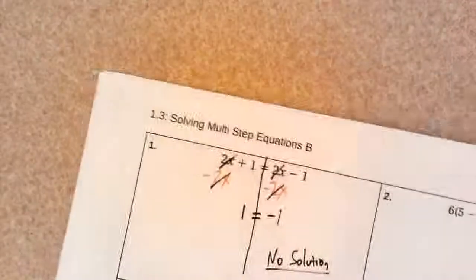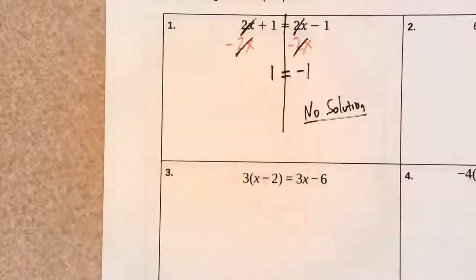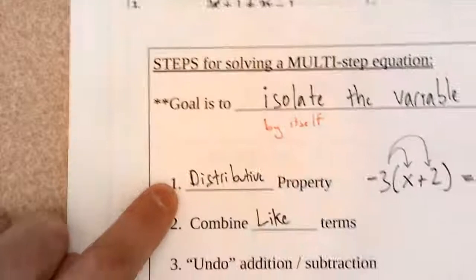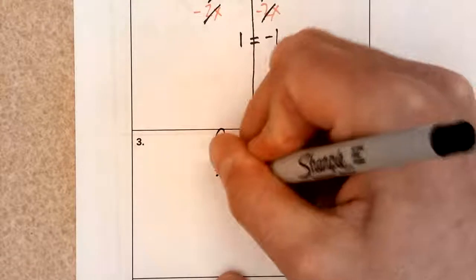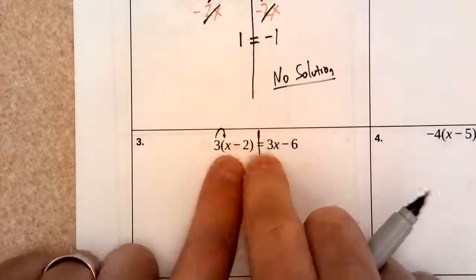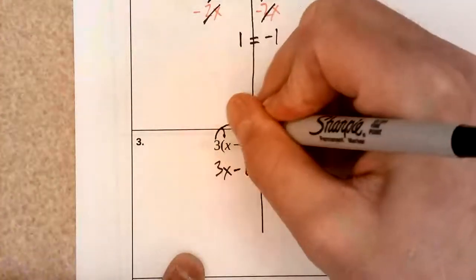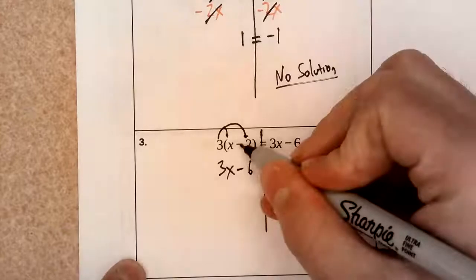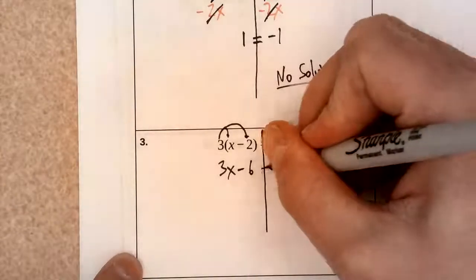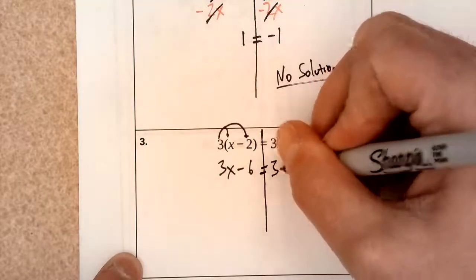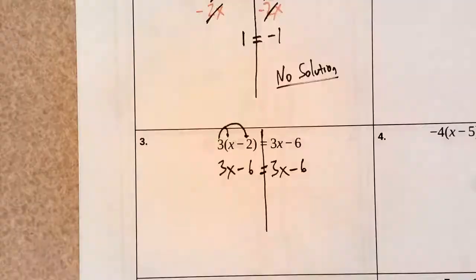All right, so let's do one more together. I'm going to solve this the same way I normally would. Let's split it in half. The first step is the distributive property. I multiply 3 times x, which is 3x. 3 times negative 2 is negative 6, or minus 6. You can also just carry down that subtraction sign. And on the other side, I have 3x minus 6, so I'm just carrying that down.